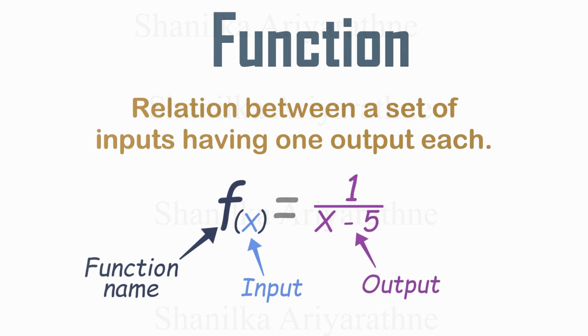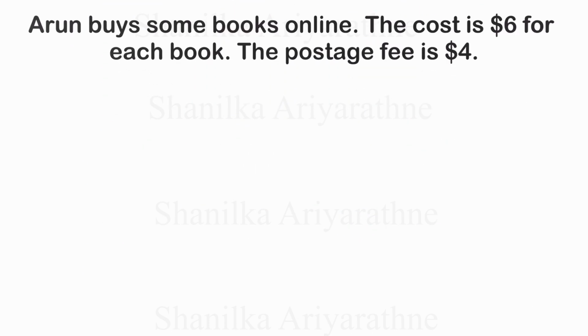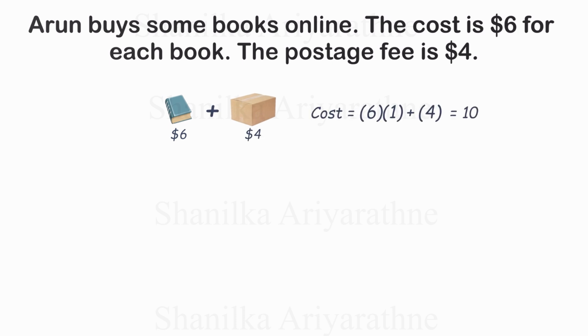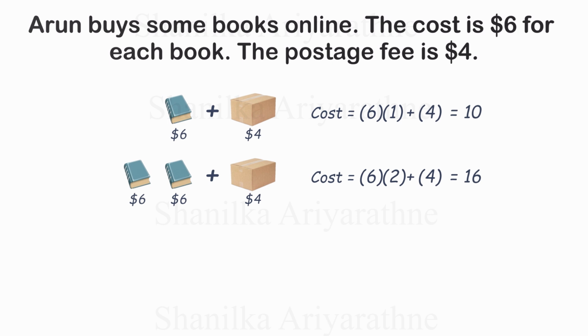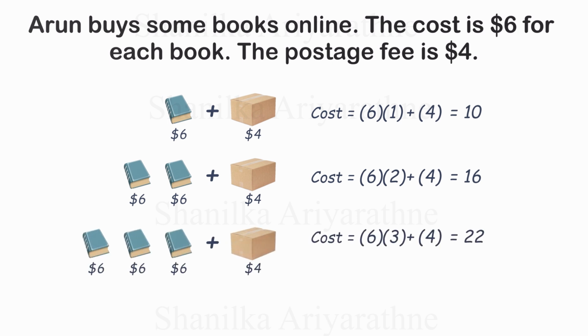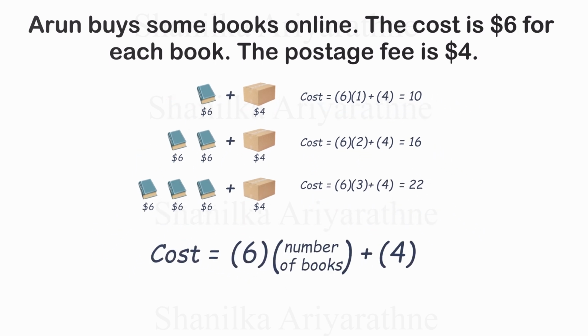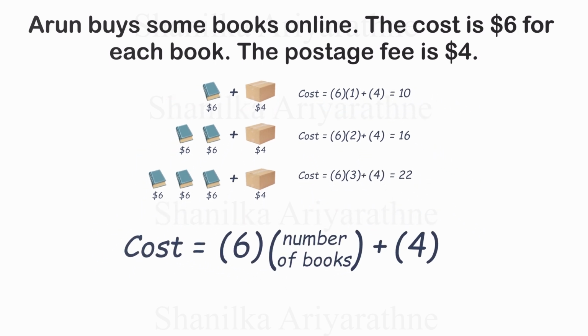Let's see an example. Arun loves buying books online. Each book costs $6, plus there's a $4 postage fee. If he buys one book, the total cost will be $10. If he buys two books, the total cost will be $16. If he buys three books, the total cost will be $22. Likewise, we can calculate the total cost using the number of books.